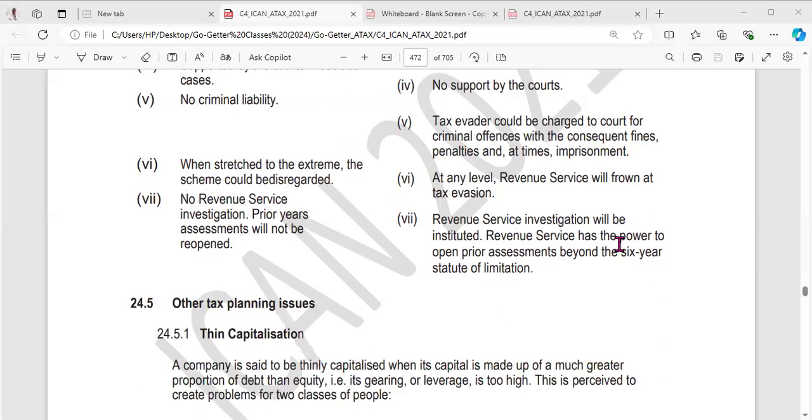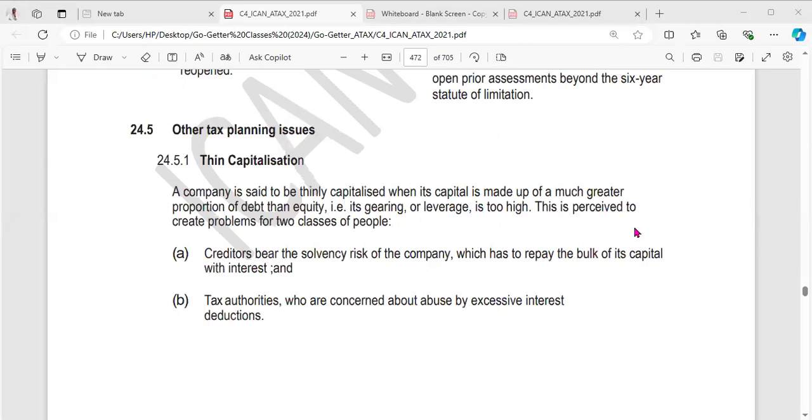All right. Now, what about other tax planning issues? We have things like thin capitalization. We said this is a tax planning issue. Now, thin capitalization is when a company uses a larger portion of debt than equity in its capital structure.